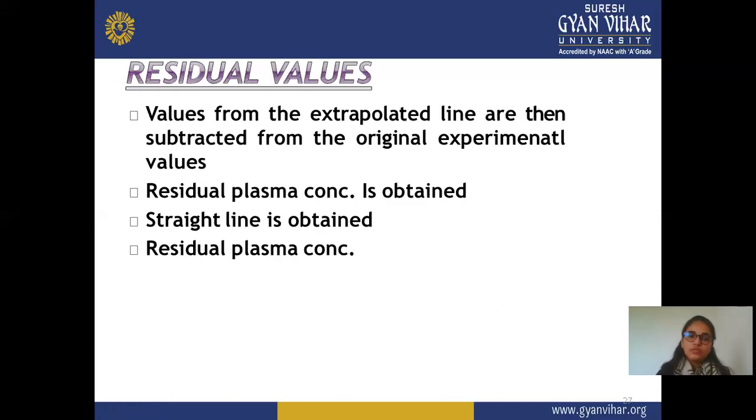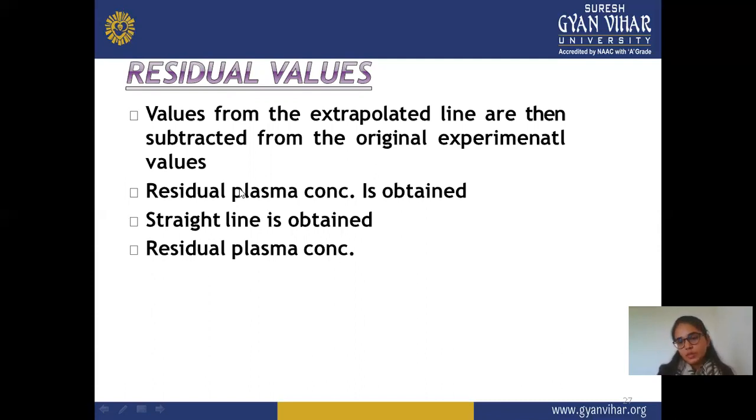Next is residual value. How to calculate residual value? So the residual value is from the extrapolated line, which is then subtracted from the original experimental value. Means you compare the original reference value with the extrapolated value that you get for that particular drug. And in this, residual plasma concentration is also obtained. You check how much drug is present in plasma in a particular amount, and a straight line is obtained. If it's a straight line, you can say the drug has good properties and a good residence time.